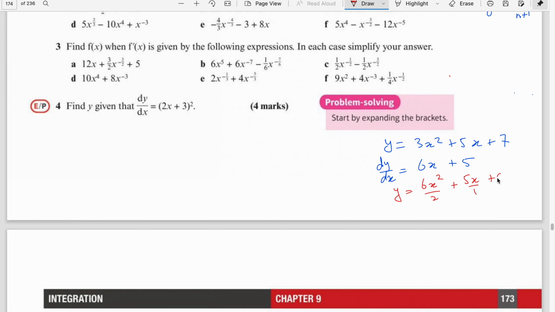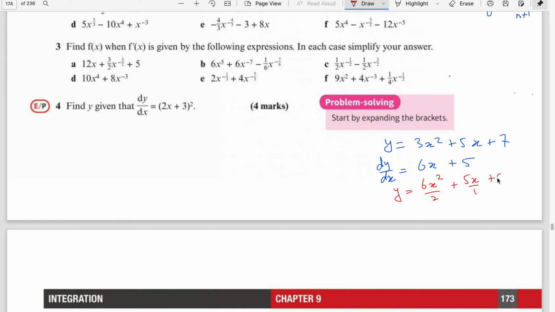Okay, question number 5. Find f(x) given that f'(x), that is the derivative. The first derivative is represented by a single dash, the double derivative by a double dash. So the derivative is given, we are to find the equation, so we have to go through integration. So f'(x) = 3x^-2 + 6x^(1/2) + x - 4.